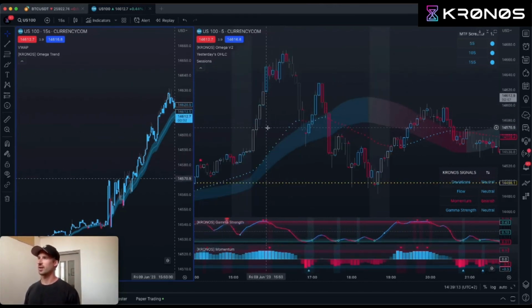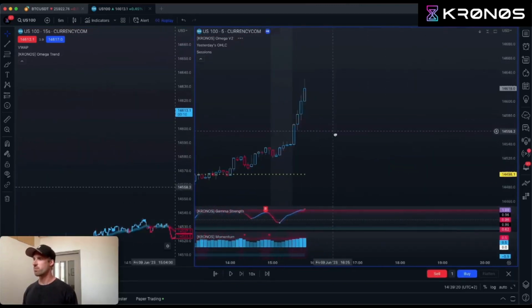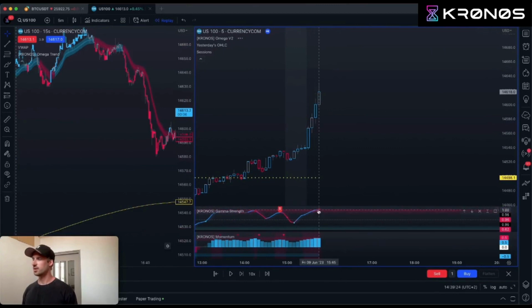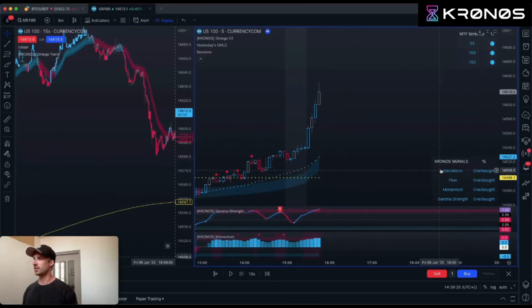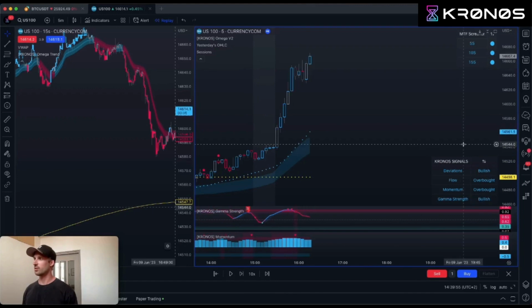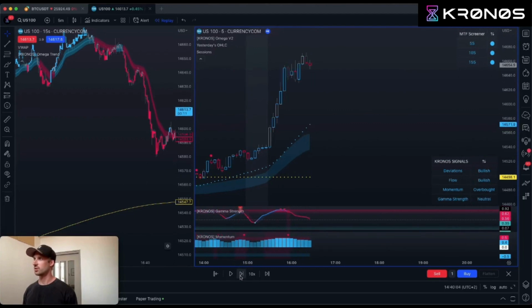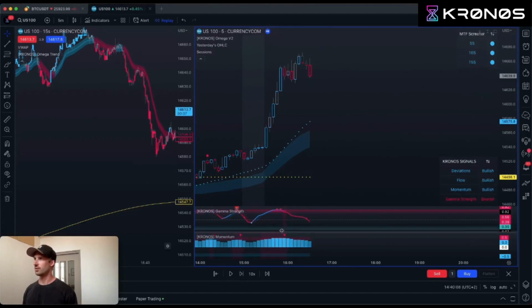Here we start pumping, and if we do the replay, you'll start seeing Kronos signals will very likely be already overbought. As you can see, literally all are overbought right now. Let's replay and see what's starting to happen. As you can see, not yet. Essentially what I'm looking at is the MTF screener, to see if we start seeing some red for confirmation of a drop. Okay, not yet.